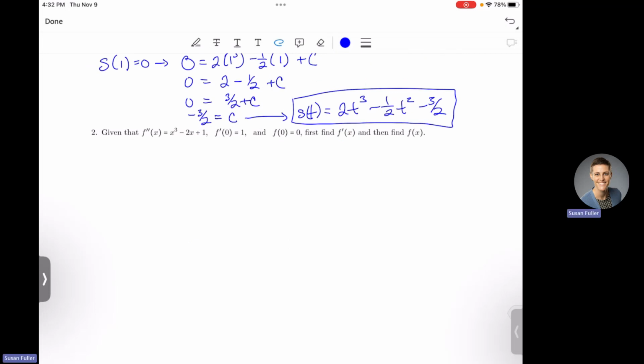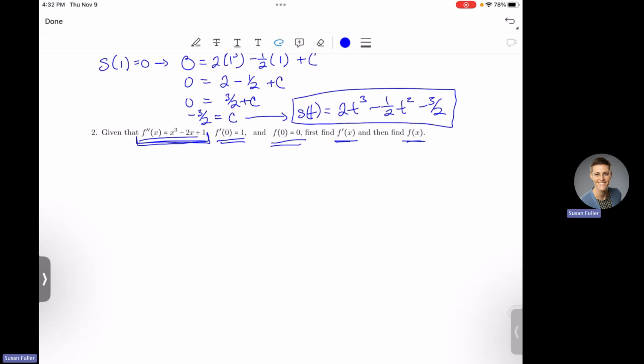And then my last one says, given that my second derivative equals x to the third minus 2x plus 1, and that my f prime of 0 equals 1 and f of 0 equals 0, I want my first derivative and then my original function. Okay, well, I need my first derivative and my original function, but I'm given the second derivative. How do I find my first derivative from my second derivative?